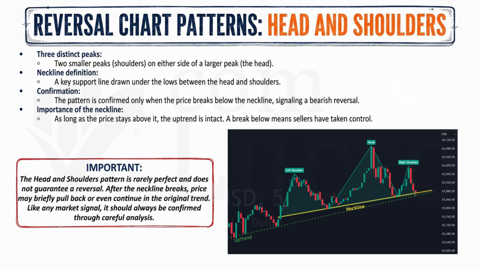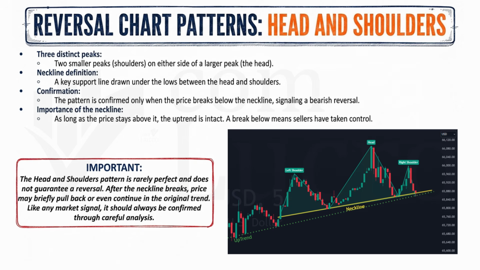To recognize a head and shoulders formation, look for three distinct peaks. The first and third peaks form the shoulders, while the larger peak between them forms the head. However, the pattern is not confirmed simply because those three peaks are visible. Confirmation occurs only when price breaks below the neckline. The neckline is a support line drawn beneath the lows that form between the left shoulder, the head, and the right shoulder. Depending on the structure, it may be horizontal, slightly ascending, or slightly descending.